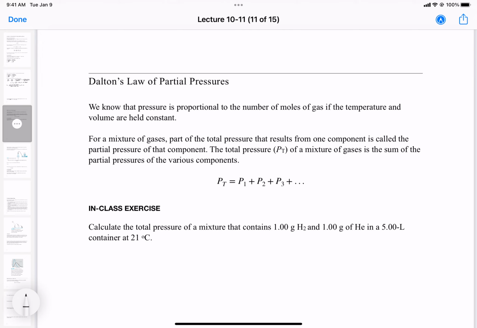Now let's talk about Dalton's Law of partial pressures. With gases, we typically say they don't really interact with each other because they're moving so fast. So we can say that the pressure of a gas is proportional to the number of moles of the gas if the temperature and volume are held constant. So we just have a container, a vessel, and the temperature and volume are held constant. The pressure will be proportional to the number of moles of gas.